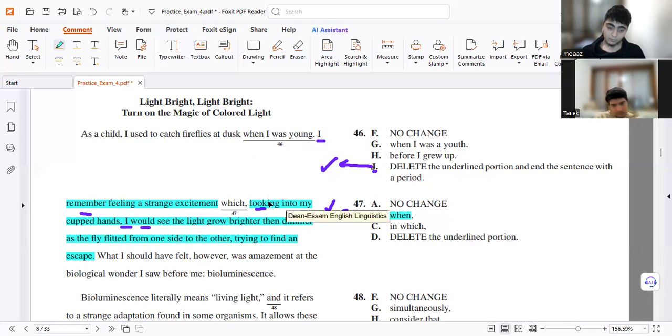In which, of course, wrong, because in the excitement I would see, so I would see the light grow in the excitement, so it makes it nonsense. So it's written wrong grammatically and in meaning. I would remember feeling when I would see the light. This is like a starter, a present participle phrase before you start.